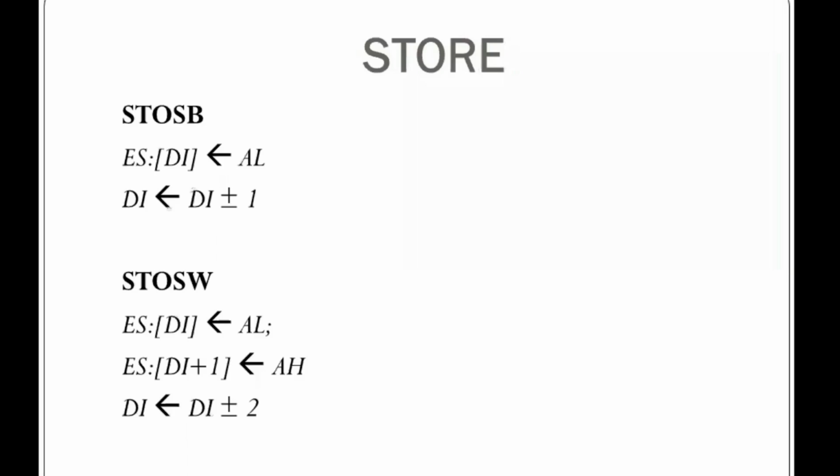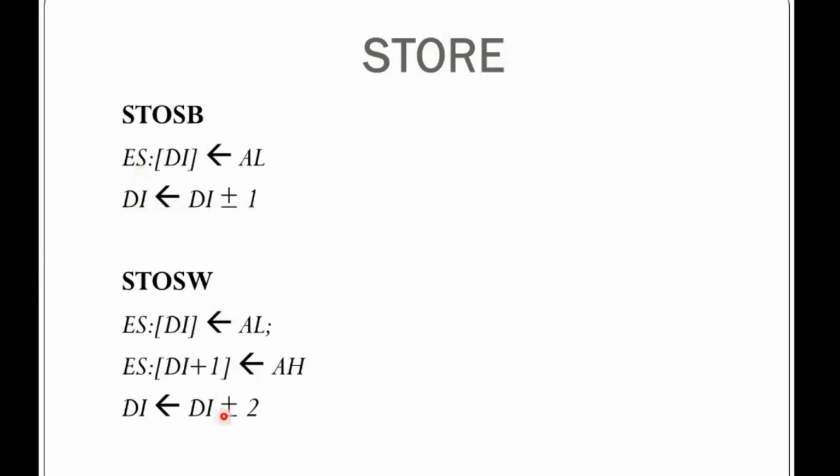Store is pretty easy. In case you understood the load, then STOS is pretty easy. Look here, who is getting the value? The extra segment. From where? From the accumulator. If it is an 8-bit transfer, then AL provides the value to ES. Afterwards, since it is the extra segment, the offset of the extra segment, DI, has to be incremented or decremented by 1.